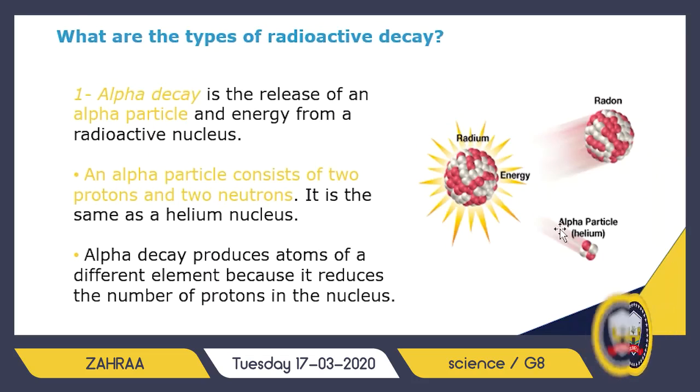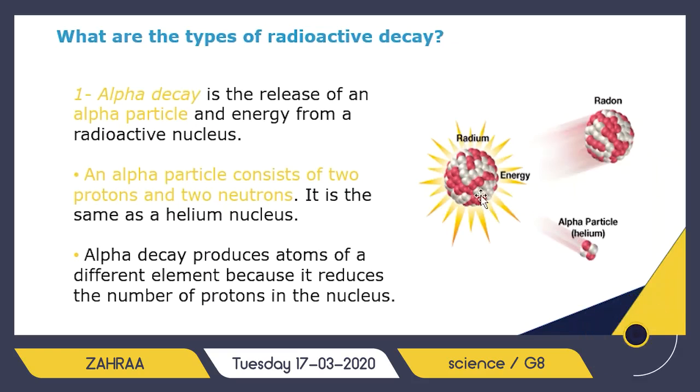As we can see in the following diagram, we have an element called radium, and the nucleus of this element is unstable. So to become stable, it will release a certain kind of particle. In this case, it will release an alpha particle. And as you can see here, an alpha particle is made up of two neutrons and two protons. So this is the structure of an alpha particle.